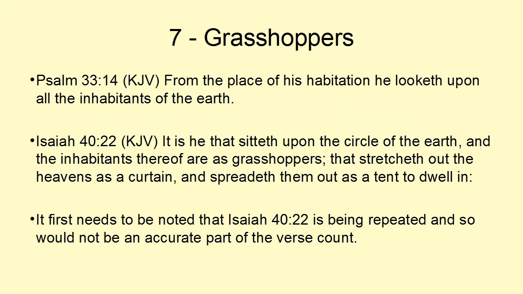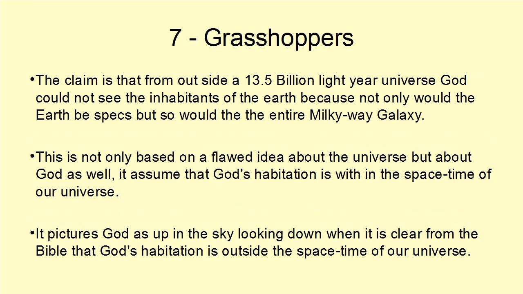Number 7. Grasshoppers. Psalm 33:14. From the place of his habitation he looketh upon all the inhabitants of the earth. Isaiah 40:22. It is he that sitteth upon the circle of the earth, and the inhabitants thereof are as grasshoppers. He stretches out the heavens as a curtain, and spreadeth them out as a tent to dwell in. It first needs to be noted that Isaiah 40:22 is being repeated, and so would not be an accurate part of the verse count. The claim is that from outside a 13.5 billion light-year universe, God could not see the inhabitants of the earth because not only would we be specks, but so would the entire Milky Way galaxy.